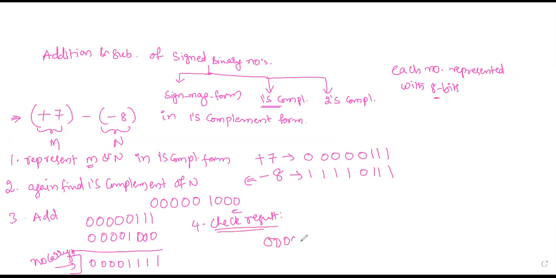There is no carry, so the result is as it is. The result is 0, 0, 0, 0, 1, 1, 1, 1. What is the value of this one? What is the decimal equivalent value? Plus 15. These are the decimal equivalent values, plus 15.